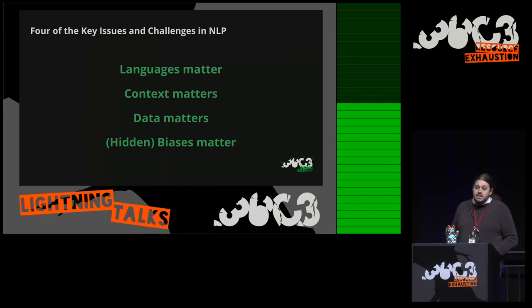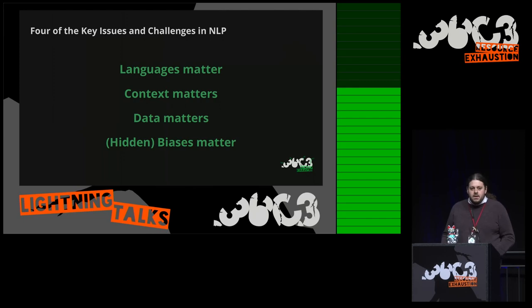And finally, hidden biases matter. And that could be a translation system that judges gender based on job titles. That could be a sentiment analysis system that judges sentiment based on names and has maybe a racial stereotype inbuilt. And these are all things that we see in these systems that we have available currently.